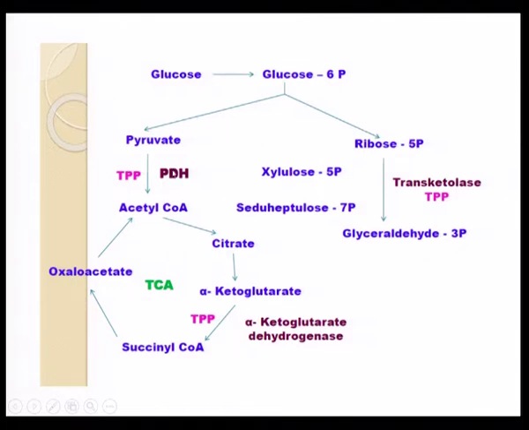So you see here, pyruvate dehydrogenase, transketolase, and alpha-ketoglutarate dehydrogenase. So we have two dehydrogenases. One is pyruvate dehydrogenase, the other one is alpha-ketoglutarate dehydrogenase. And then one more enzyme in the ribose 5-phosphate pathway, which is the transketolase. All of these three enzymes use thiamine pyrophosphate as a coenzyme.